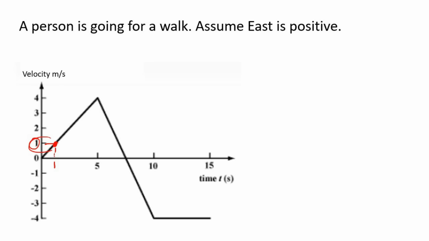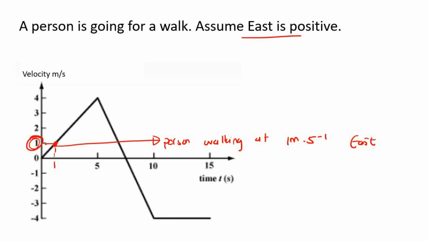So that means that at this position over here, the person is walking at 1 meter per second. Remember, meters per second is almost like a speed. Velocity you can think of as almost the same as speed. Yes, they are a little bit different, as we've learned already, but you can think about it as how fast is the person walking. So the person is walking at 1 meter per second over there, and they're going in an easterly direction. Why? Because the velocity is positive and east is positive.